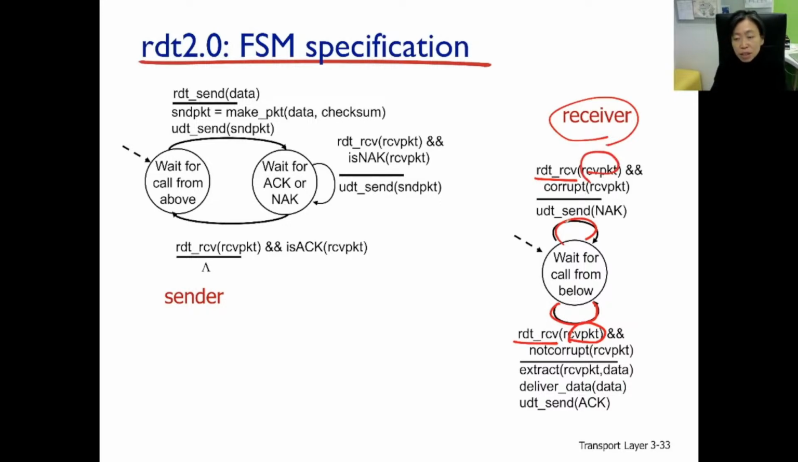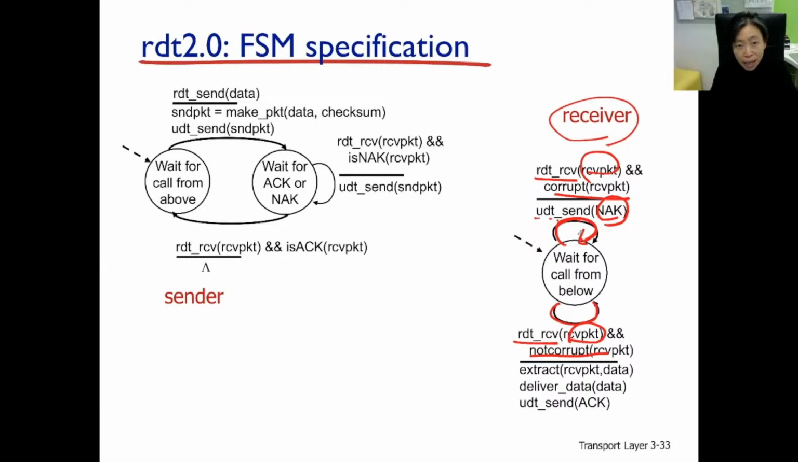All right. And then you grab the datagram, remove the IP header, and you see the segment. You try to do the checksum computation. And there are two different conditions. One is if the packet does have bit error, meaning the packet is corrupted. Then you need to do what? Send the negative feedback. So UDT send. So UDT send is what? To send the data down to the network layer. And so the receiver is sending the data down to the network layer. The network layer is going to send it back to the sender. So UDT send NAK is the action being triggered. And the receiver comes back to wait for call from below.